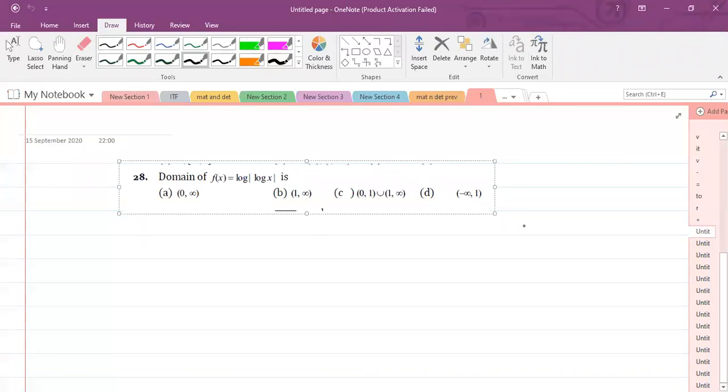Next question. Domain of f of x is equals to log of modulus of log x.